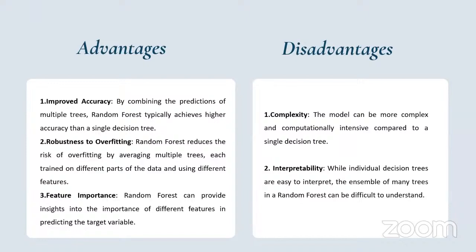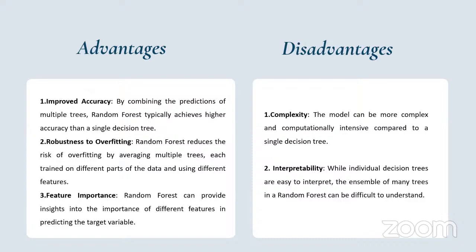Okay, so the advantages of random forest. First, improved accuracy by combining the predictions of multiple trees. Random forest typically achieves higher accuracy than a single decision tree. Robustness to overfitting: random forest reduces the risk of overfitting by averaging multiple trees, each trained on different parts of the data using different features. And finally, feature importance. Random forest can provide insights into the importance of different features in predicting the target variable.